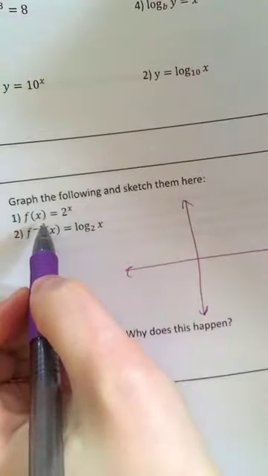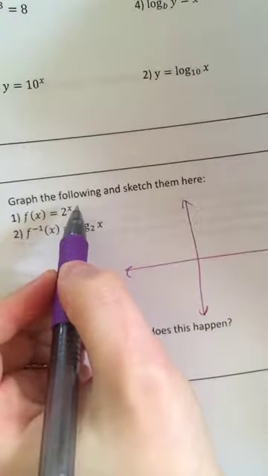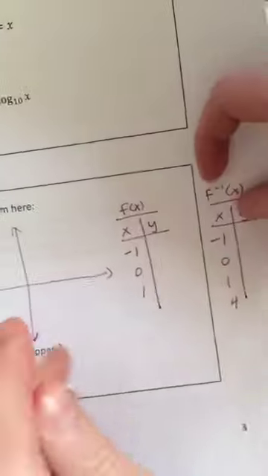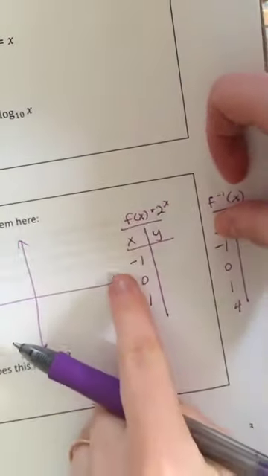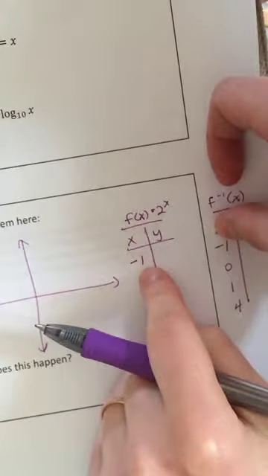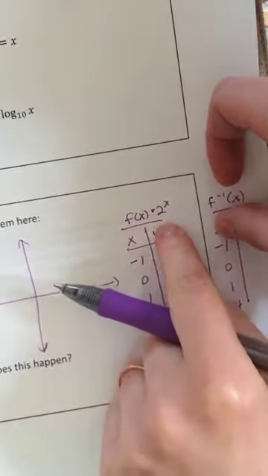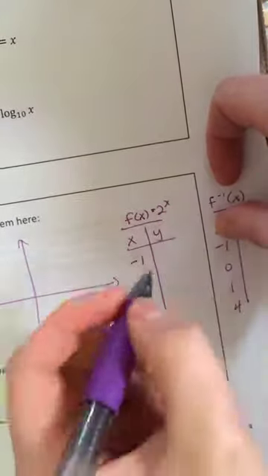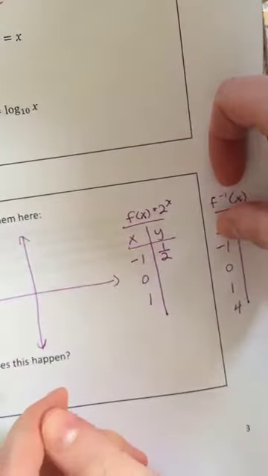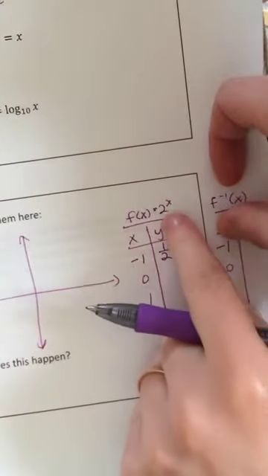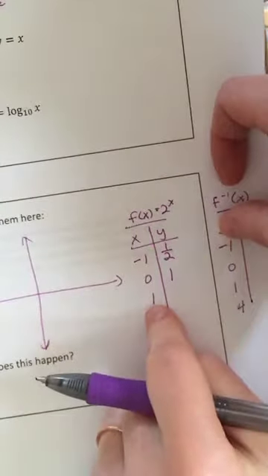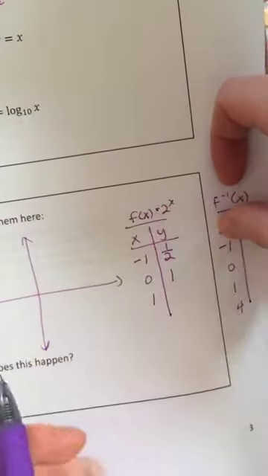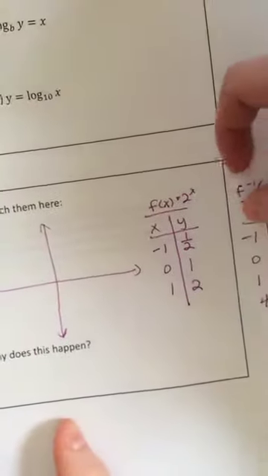So f of x is our first equation, 2 to the x power, so I have my axes. I want to make a table, just these three values. If I plug in -1 for my x, what's 2 to the negative first power? 1/2. If I plug in 0, what's 2 to the 0 power? 1. If I plug in 1, what's 2 to the first? 2. All right, I'm going to graph these.